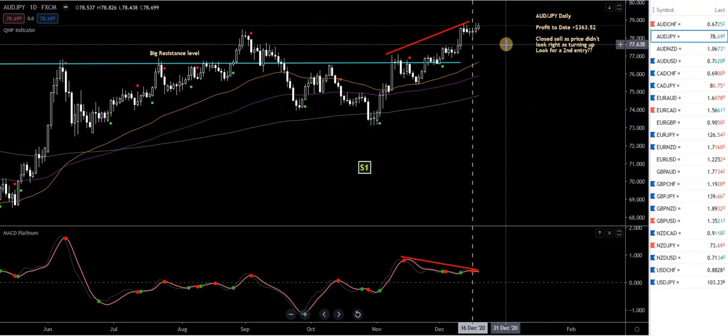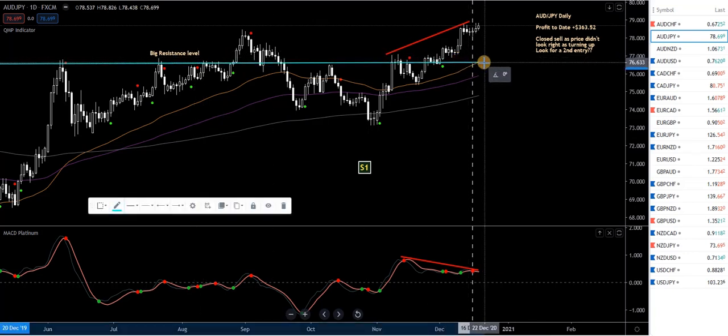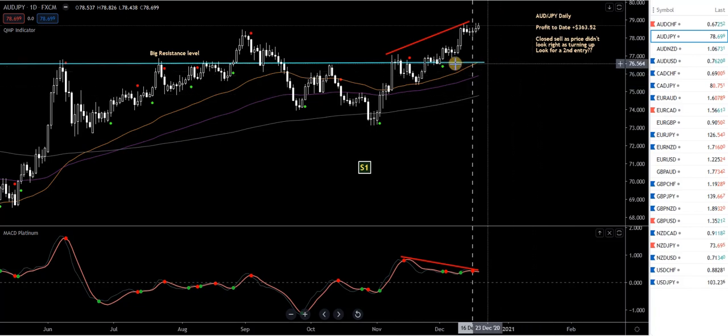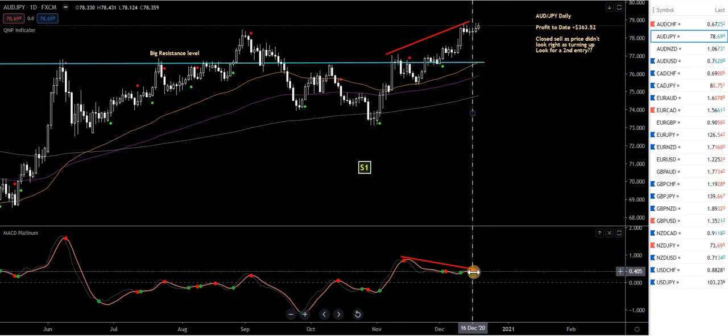Aussie yen, nothing much happening here. You can see my notes, there's a big resistance level, probably extend that a little bit. So nothing happening though. Possible divergence setting up. A grey line like this is just a warning line.